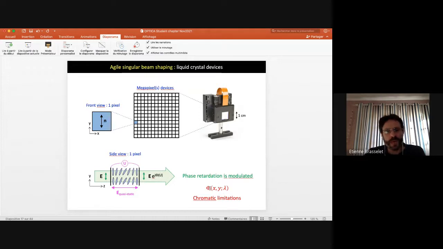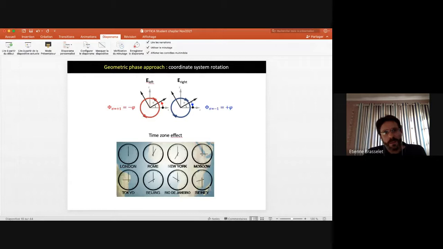And this phase profile will be dependent, of course, on the wavelengths that you use. So there are chromatic limitations, which you have to deal with. However, in some circumstances, typically if you want to develop techniques which are insensitive to wavelength, you would like to have something which is non-chromatic. In that case, you need to call on another kind of physics that will lead us to the so-called spin-orbit interaction.